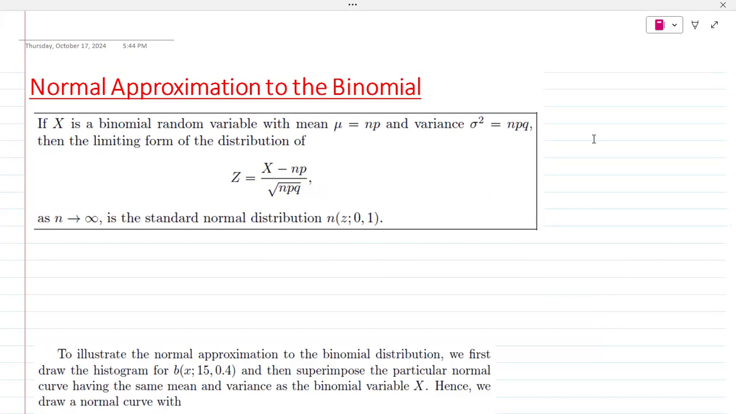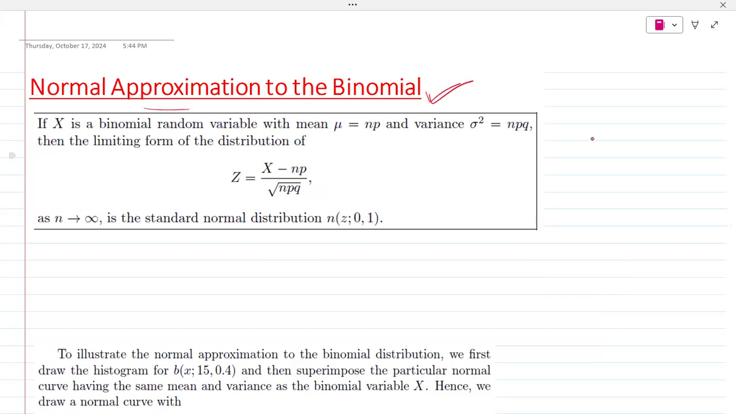Okay, welcome one and all. So in this lecture, I will discuss the normal approximation to the binomial. Okay, so this is the topic we are going to discuss.